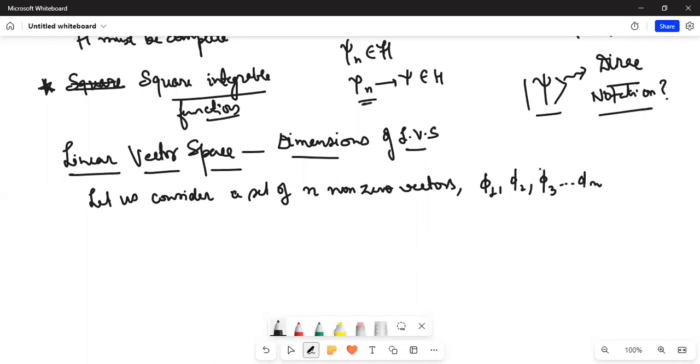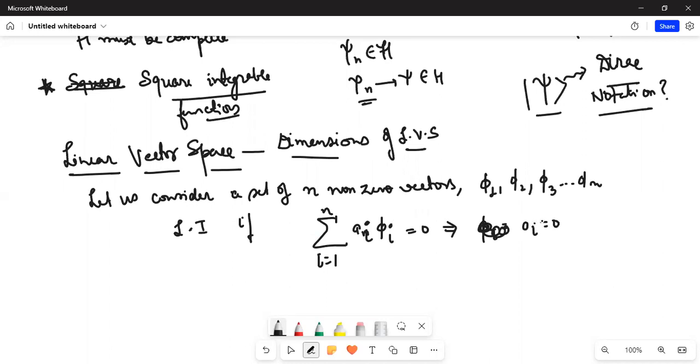They are said to be linearly independent if the summation of ai phi i, with i varying from 1 to n, equal to 0 implies that all of these ai's must be equal to 0, if there is no other way out. So if I'm saying that phi1, phi2, phi3, up to phi n are linearly independent of each other, what do I want to say? That if I write a linear combination of all these vectors and equate it to 0, then the only solution left is that these coefficients individually must be equal to 0. All of them must be equal to 0. If this is the case, then phi1, phi2, phi3, up to phi n are said to be linearly independent.